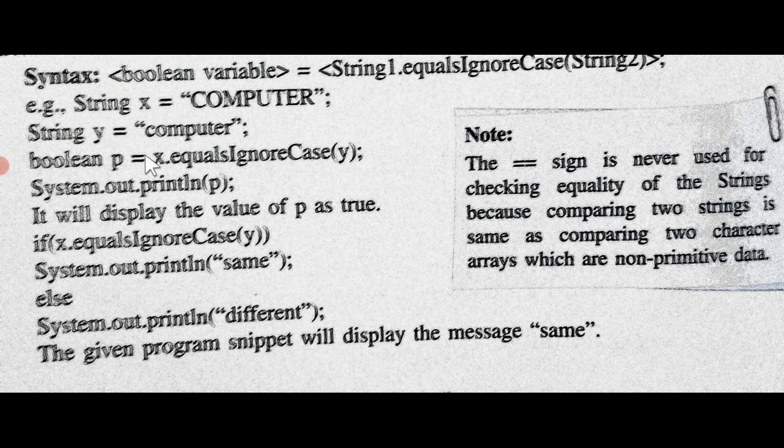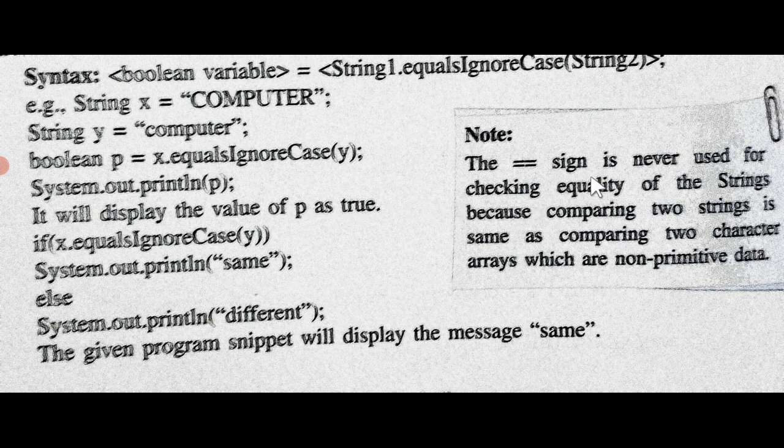All right. After that, System.out.println(p) will display the value of p on the screen. If x dot equals ignore case y, then it prints System.out.print same, else System.out.println different. So this piece of code will give us the value same, because equals ignore case is there, so it will ignore the case. Okay, and since characters are same, it will give the value true.